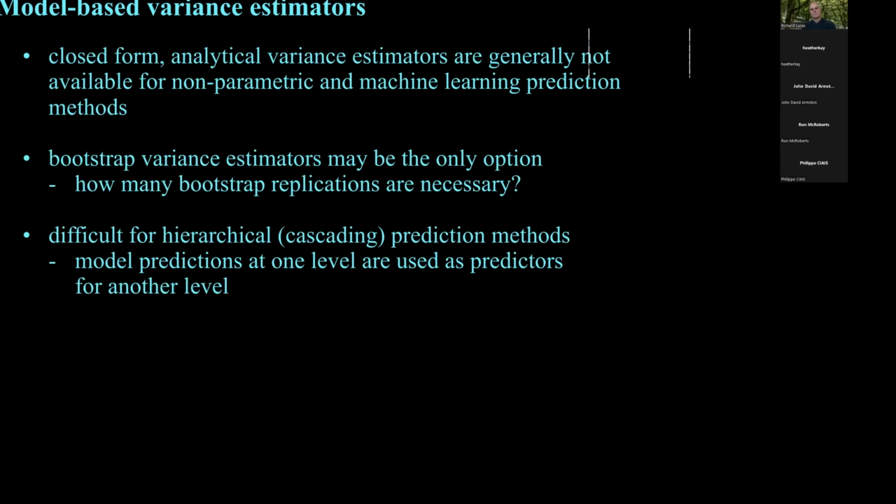So model-based variance estimators, sometimes we have a closed form analytical variance. That is a formula that we can use. But for these increasingly popular non-parametric and machine learning techniques like random forests, and some of them, there is no formula. There is no equation, no estimator for the variance. The only approach is you have to use a bootstrap variance estimator. Now, we've talked about bootstrapping before, and we just have a paper that's coming out in Remote Sensing of Environment on how to do that.